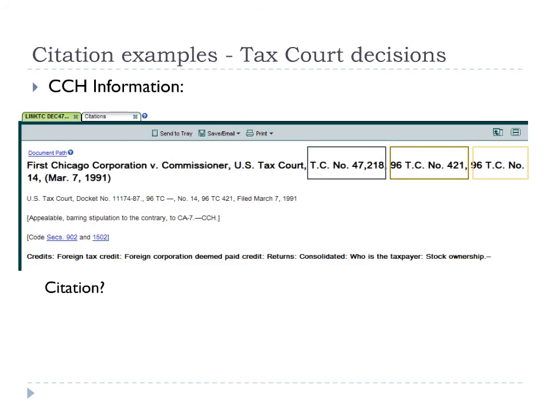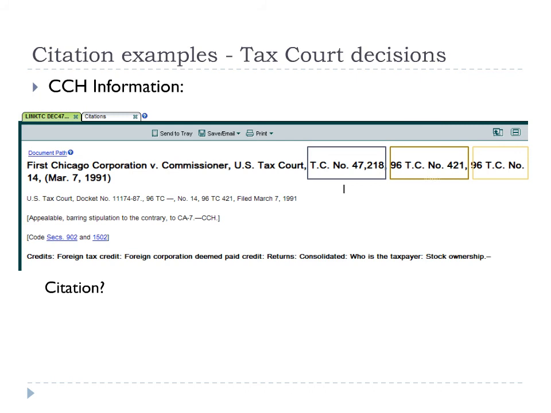Now let's look at the same tax court regular decision in CCH. CCH provides a number of different references at the top of the case. Let's start by understanding what those are. If you look at the information in the first box, you will see a number for the case. For the First Chicago case, this number is 47218. This is a CCH numbering convention that can be used to provide a citation.